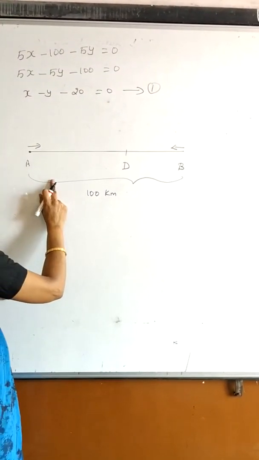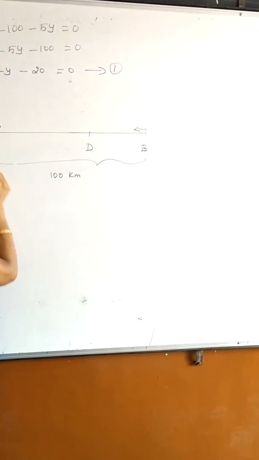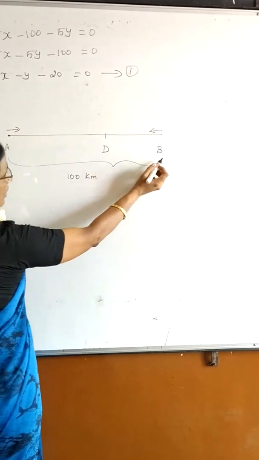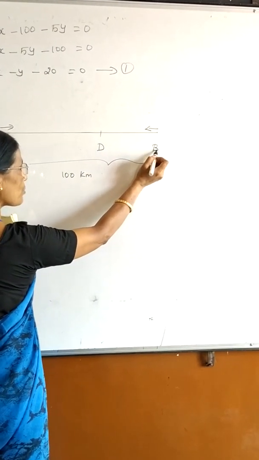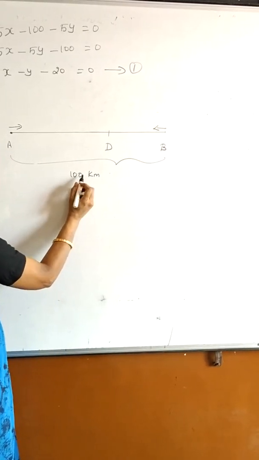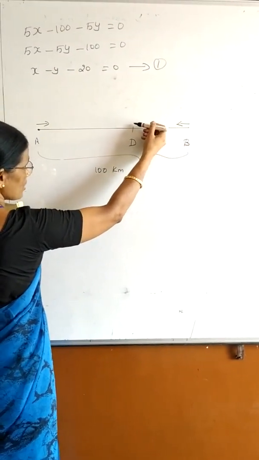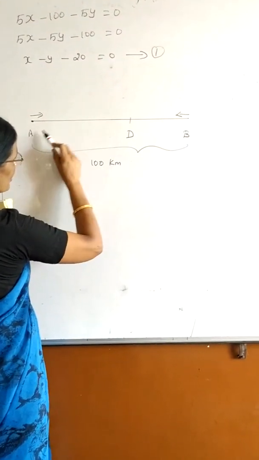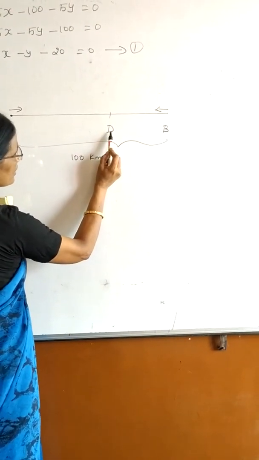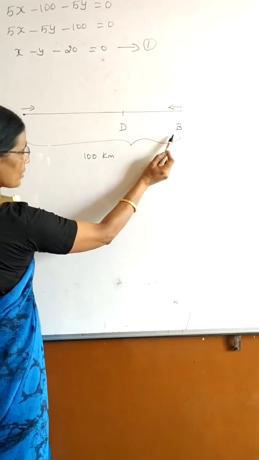What I have drawn here is for the second case, when the cars are in opposite directions. The first car is at the point A as per the given problem. The second car is at the point B. It is given that the distance between the cars is 100 kilometers. A is moving like this and B is coming towards A. So the meeting point is a point between A and B. What is the meeting point mentioned here? It is D. So D is the meeting point of car A and car B.